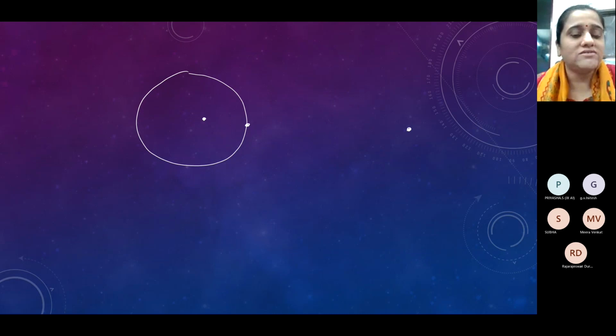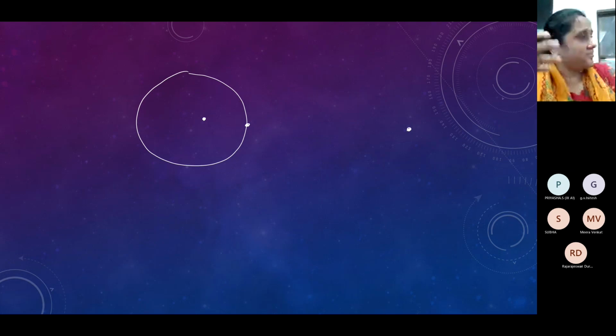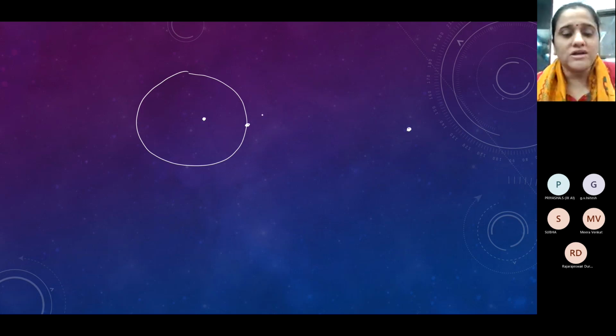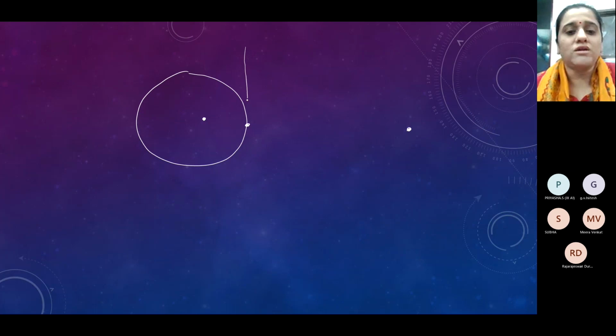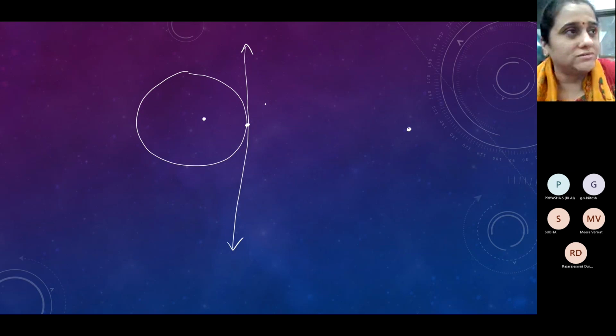Now, when you take a point inside the circle, no tangent can be drawn passing through a point which lies inside the circle. Now on the circle, there's one and only one tangent. There's one and only one tangent that can be drawn passing through a point on the circle. You can draw only one line which can be the tangent to the circle.